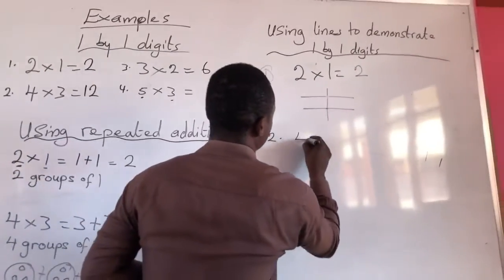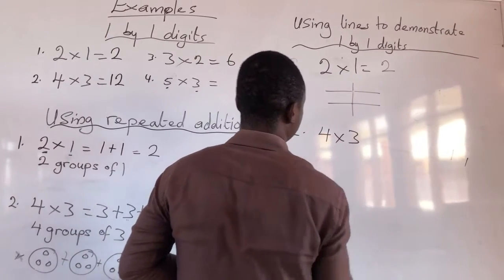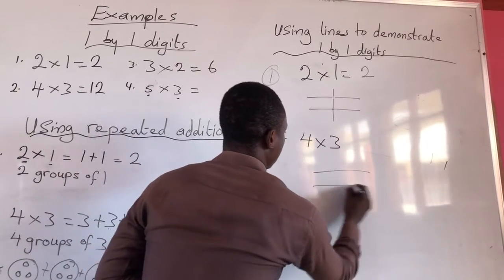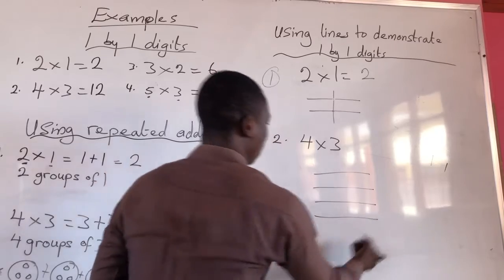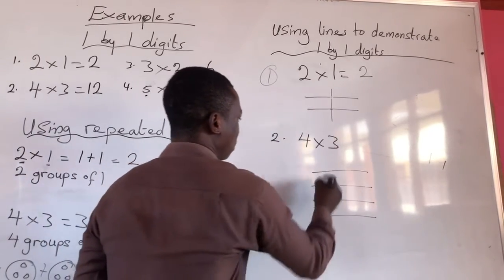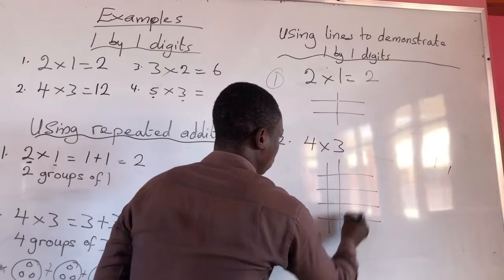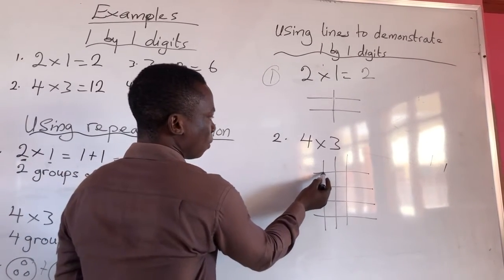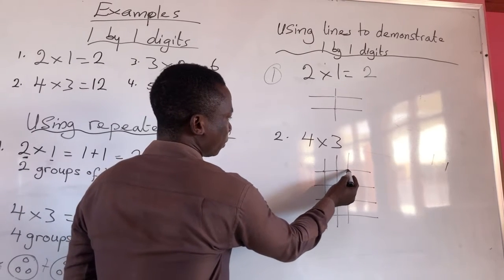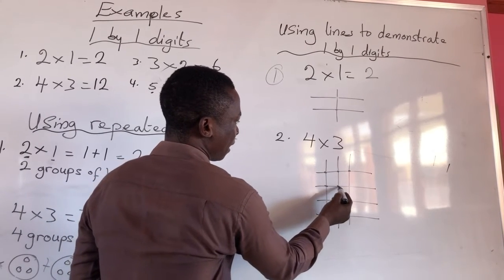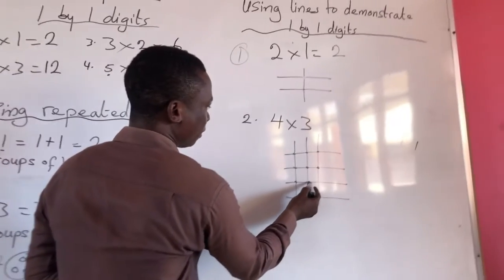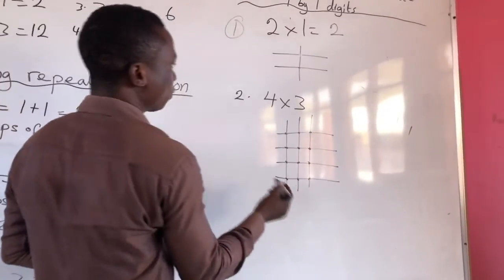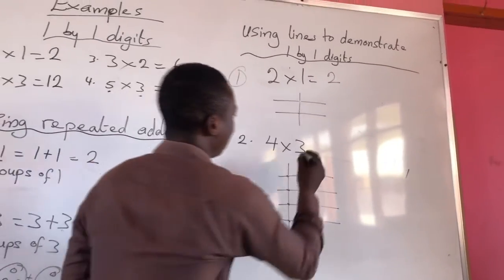Let's look at the next example: 4 times 3. How many lines am I going to draw? 4. 1, 2, 3, 4. Then how many lines? 1, 2, 3. Then you count the joints: 1, 2, 3, 4, 5, 6, 7, 8, 9, 10, 11, 12. Then you write your answer 12 down.